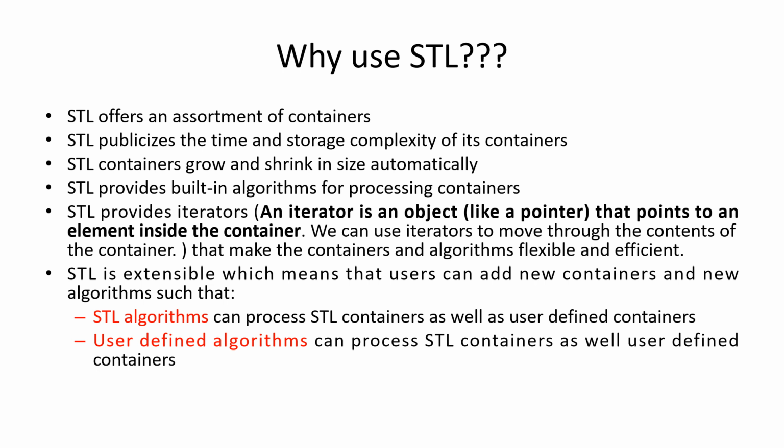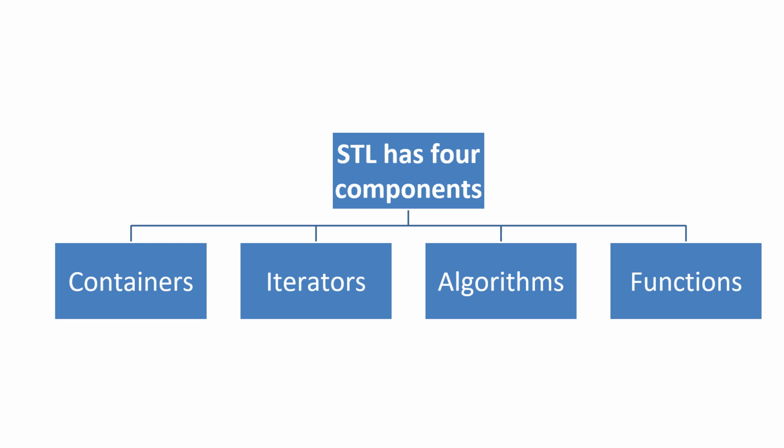So the STL offers an assortment of containers. It publicizes the time and storage complexity of containers. Containers grow and shrink in size automatically. It also provides built-in algorithms for processing the containers. So it has four components: one is the container, second is the iterators, third is the algorithms, and fourth is the functions.